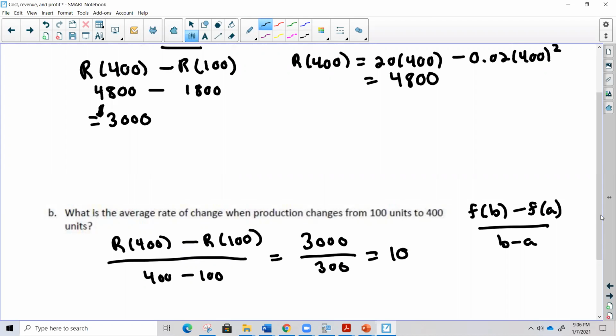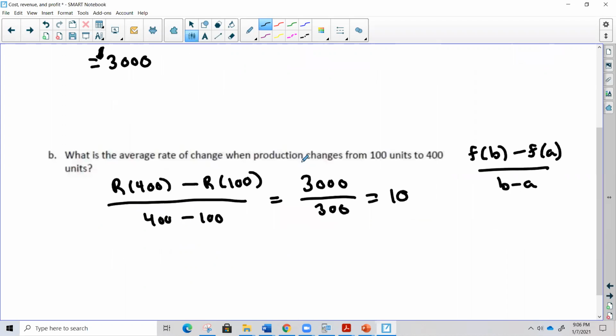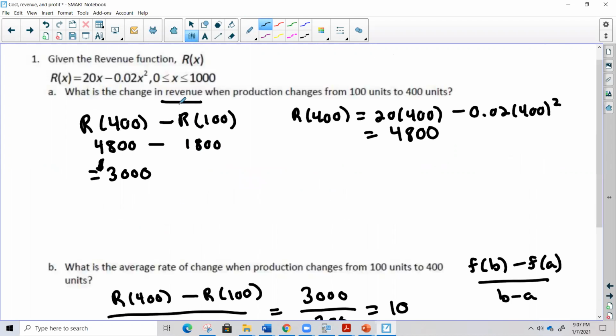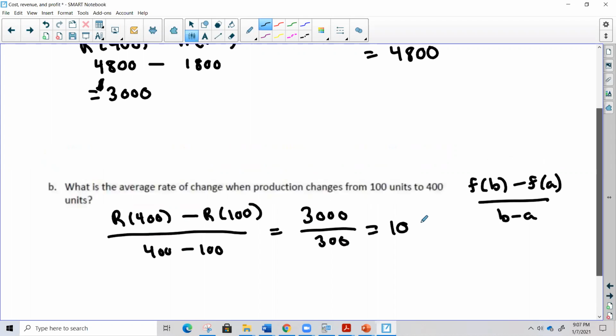Okay, and so the average rate of change gives me the slope of the secant line. If I were to graph it, I'd be finding the slope of the secant line. And for units, it's always the units for the Y value, or the revenue, over the units for the X value. So in this case, they don't really specify, but revenue is always in dollars, and then my X values are in units. So this would be dollars per unit. Okay, so that means my average rate of change is $10 per unit.